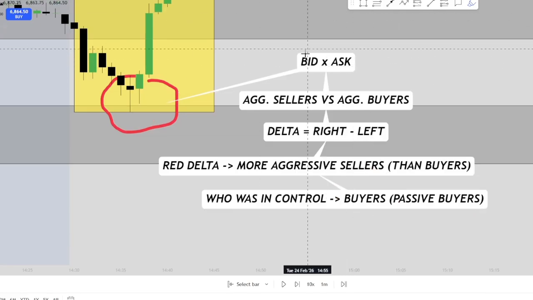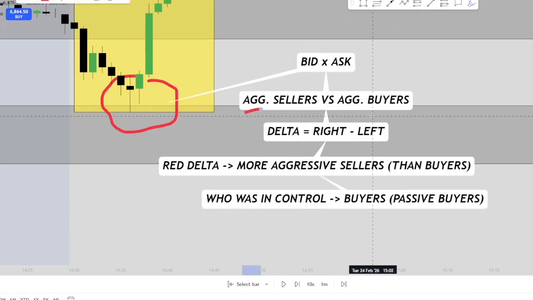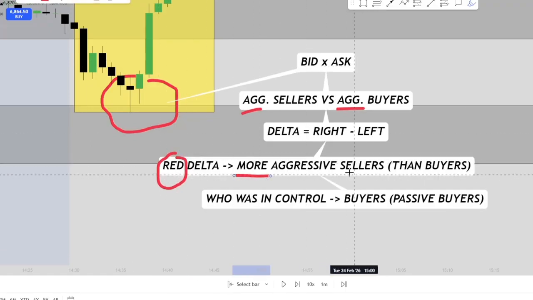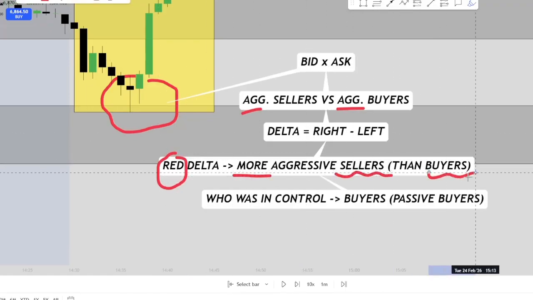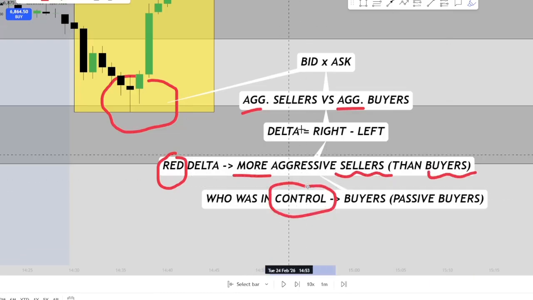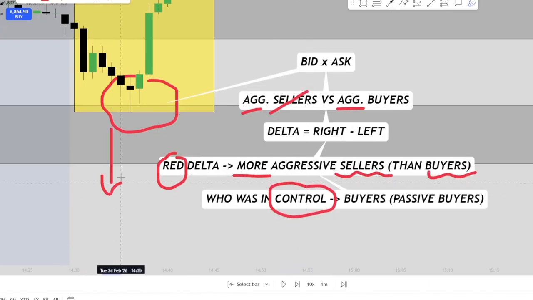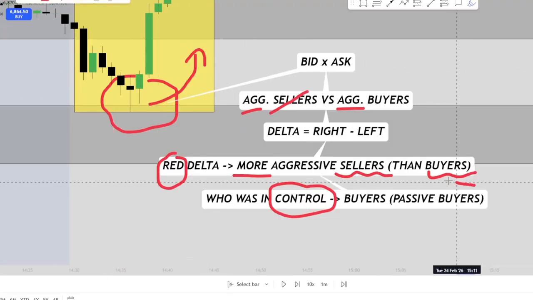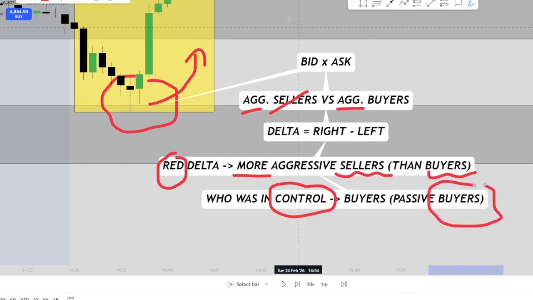So think about this through. You have the bid and the ask, which give you the aggressive sellers and the aggressive buyers. Now, when you see red delta, there are more aggressive sellers than buyers, right? So who is in control? Well, it's not the sellers, because if the sellers here were successful, they would have driven price down. But the fact that price went up, it shows you that the passive buyers are really in control, right?